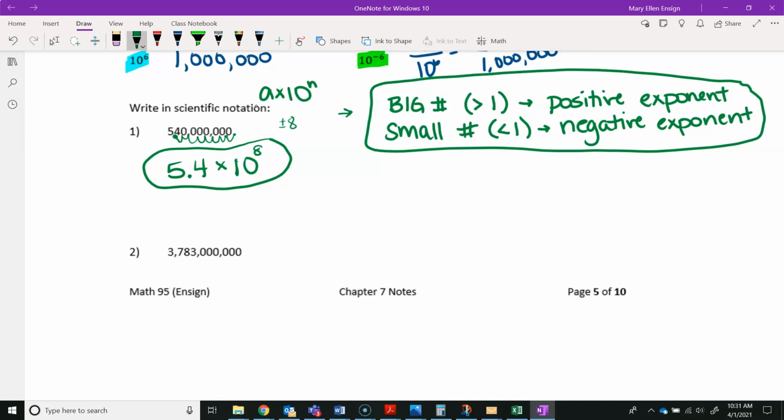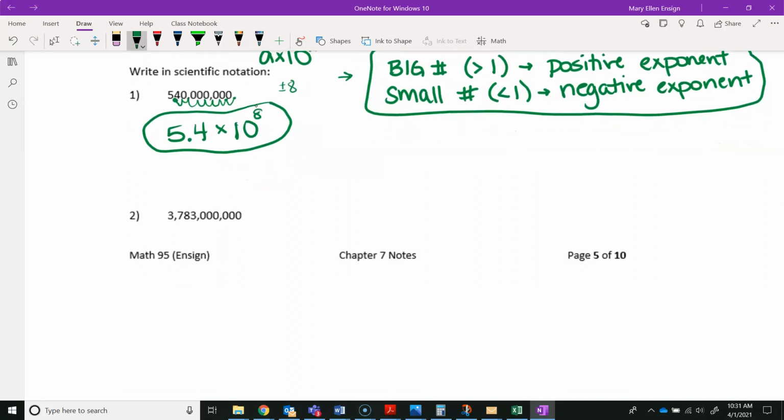So imagine money. If I have a $5 bill and I want you to give me 100 million of those, that's a lot of money. If I want you to give me 100 millionth of that, split that $5 bill into 100 million pieces, that's going to be a really tiny piece. Well, my number here, my 540 million, is a big number. Okay, let's look at this one.